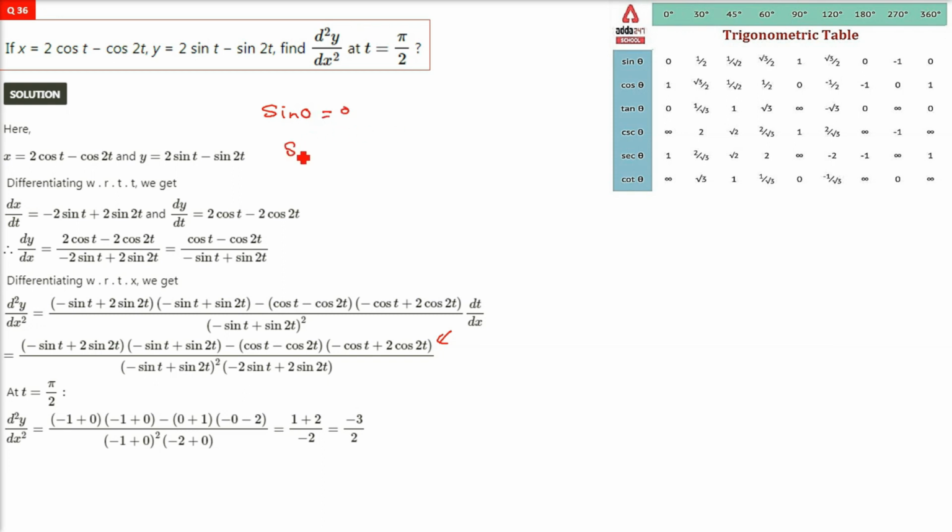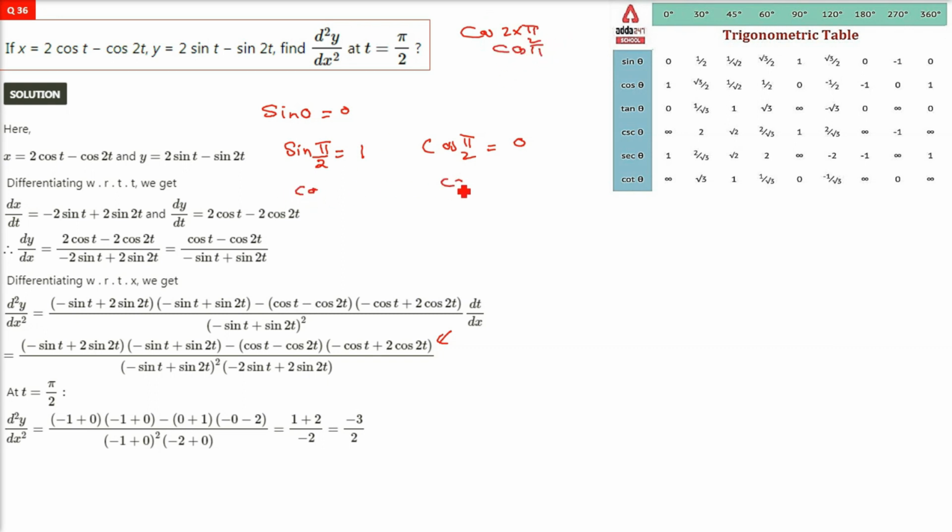Remember, sin 0 is 0, so sin pi by 2 is 1. Similarly, sin pi by 2 is here 1. And then, what will cos pi by 2 be? Sine and cosine are complementary to each other. Remember, cos of 90 minus theta is sin theta. So if sin pi by 2 is 1, cos pi by 2 is definitely going to be 0. So cos 2t will also come. Cos 2t is, with 2 into pi by 2, cos pi.